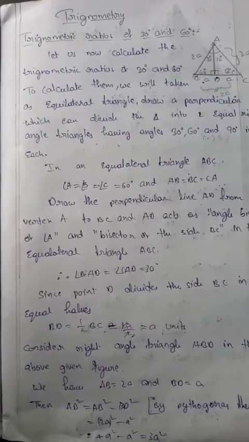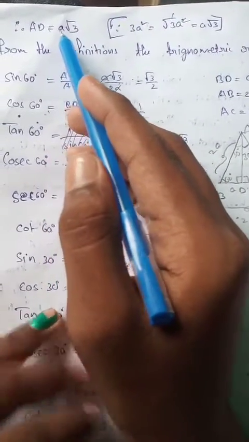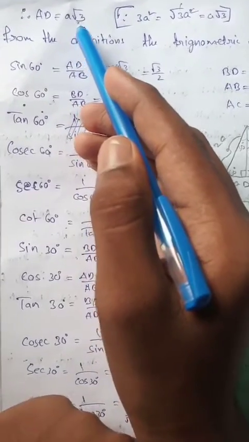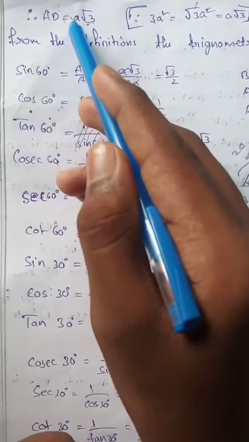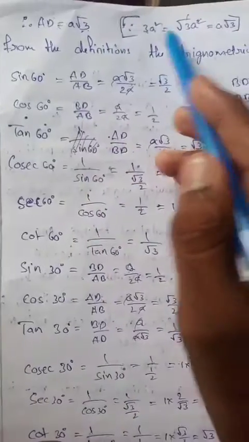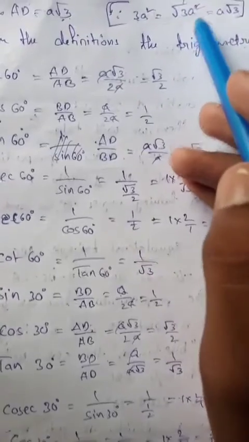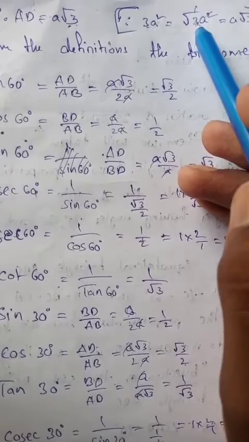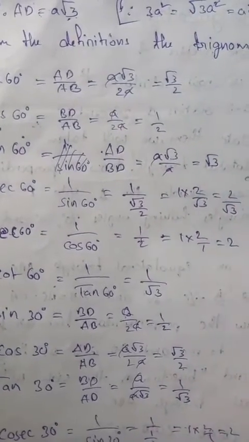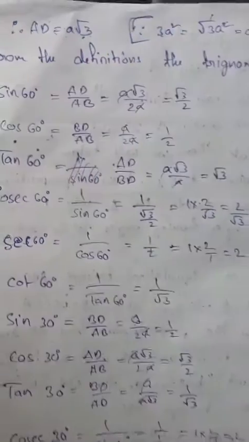Understood guys? See once again clearly. That means AD equals A root 3. How does A root 3 come? Here 3A square equals AD square, so we apply the root: root of 3A square. A square and the root cancel, so A comes to the front. 3 is in the root, so 3 is written in the root. Finally we got the AD value as A root 3.